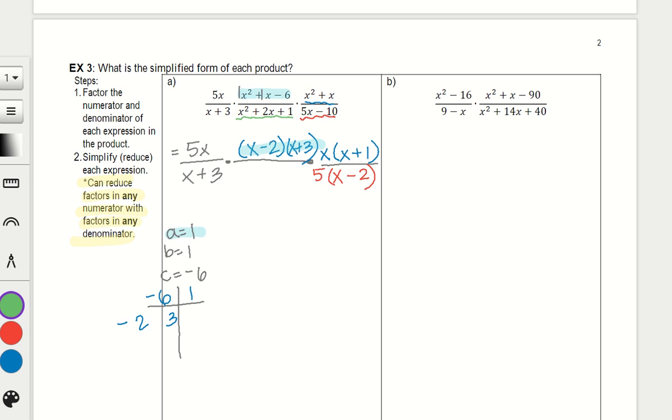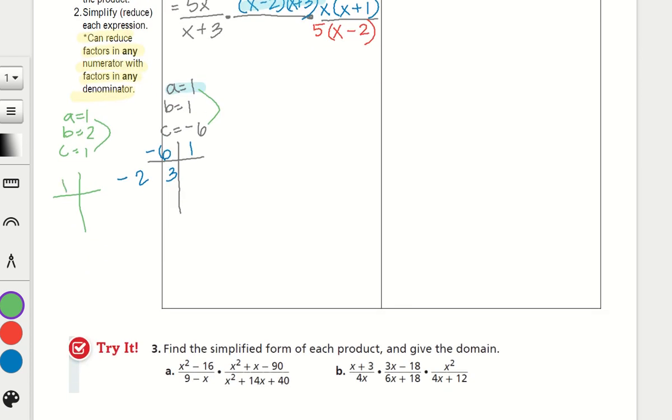My last one I have to factor is x squared plus 2x plus 1. So A is 1, B is 2, C is 1. I'm going to write this one over here. So A equals 1, B equals 2, C equals 1. Remember, I multiplied those two together to get my product. So I need two numbers that multiply to 1 and add to 2. The only factors of 1 are 1 and 1. So that means that I have x plus 1 times x plus 1 as my factorization.